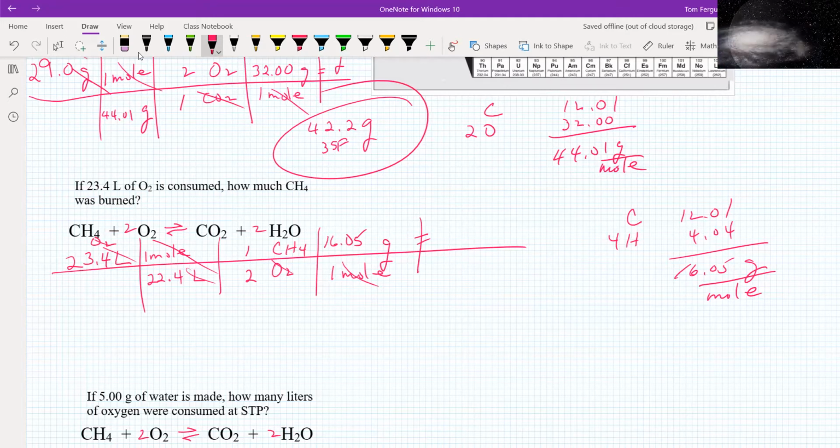Okay, again, 3 steps. First step is to get to moles. Second step is the ratio from the balanced equation. Last step is convert from moles to whatever we're trying to calculate. Every single time, 3 steps.